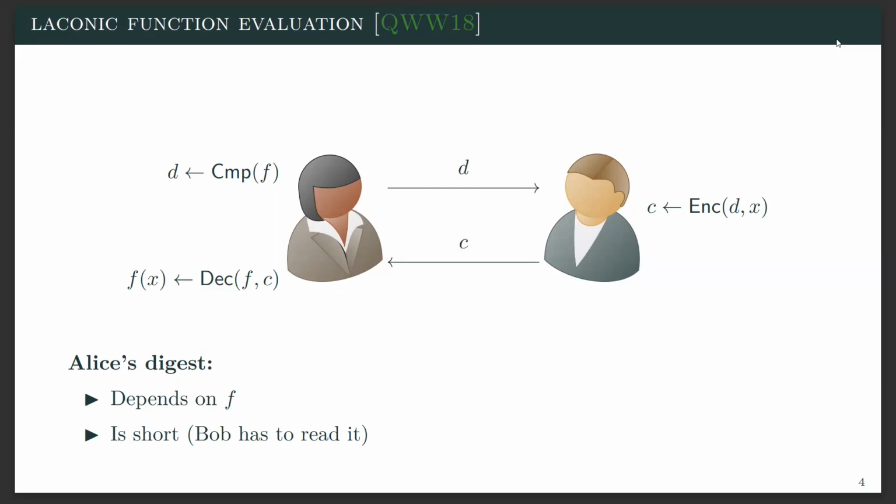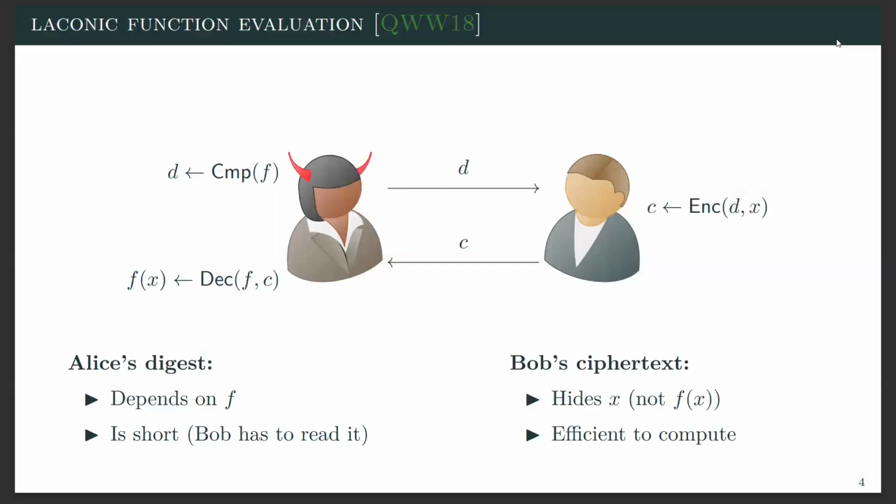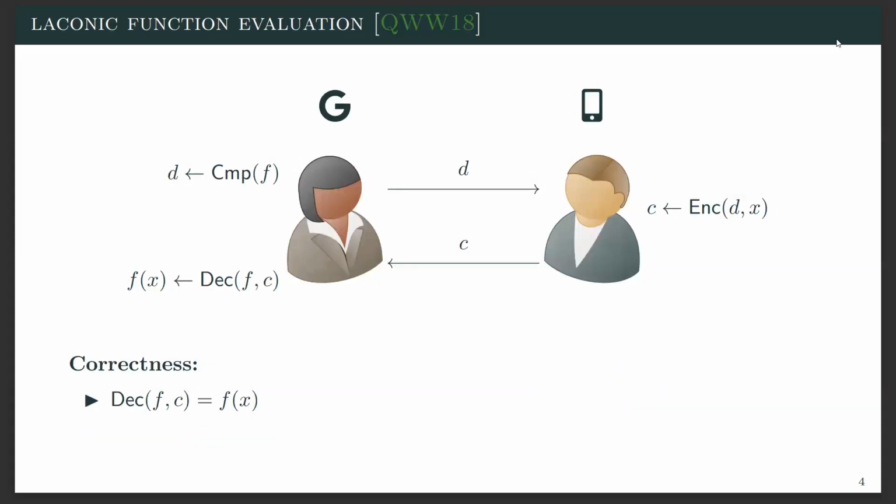So if there's a different function, she'll get a different digest. The laconic property says that we want the digest to be short because Bob has to read it. And we want Bob's ciphertext to hide x from Alice, but of course, Alice will learn f of x in the clear. Additionally, we want the laconic property to mean that the ciphertext that Bob computes should be efficient to compute. To make this a little less abstract, imagine Alice is Google, and Bob is using some resource-constrained device such as his mobile phone, and Alice wishes to run some complicated algorithms on Bob's input. For correctness, we want decrypting the ciphertext under the function f to be the same as just evaluating f of x.